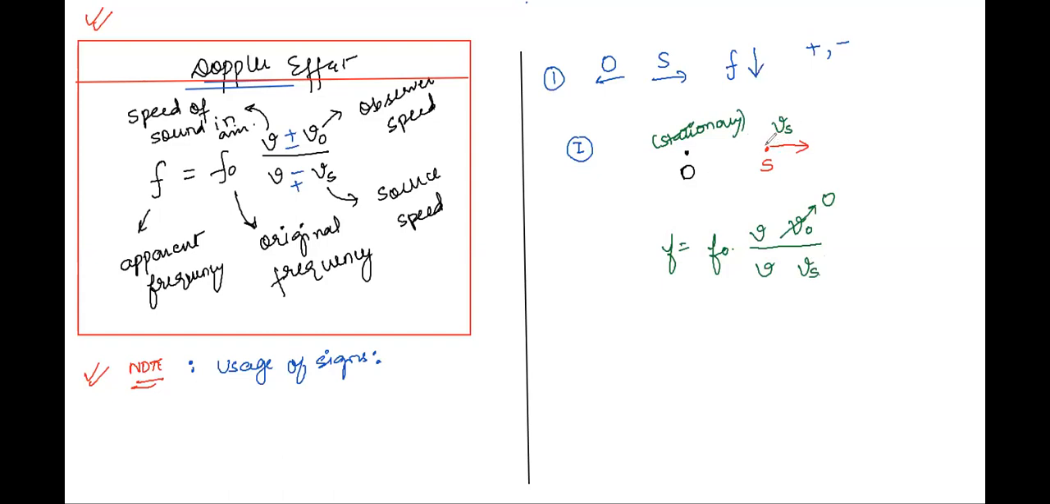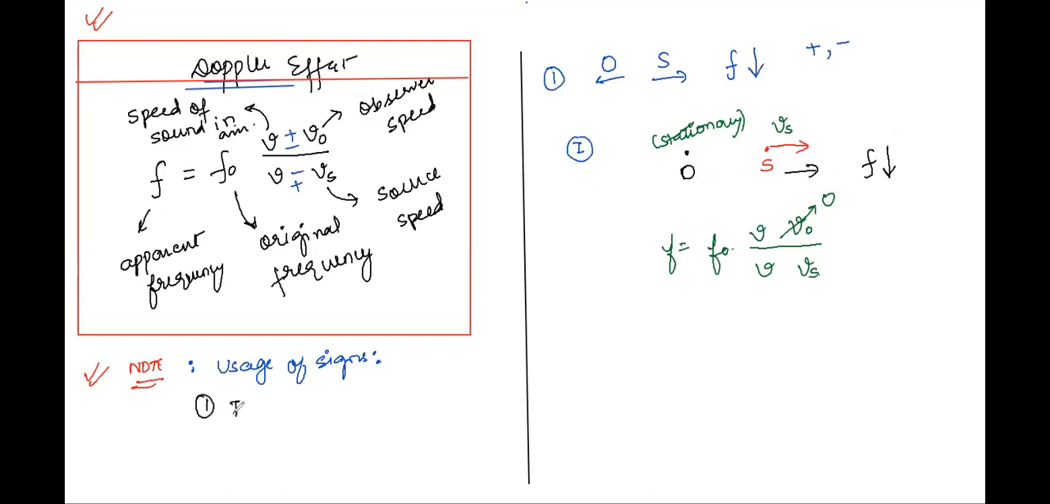So where is it going? Is the source going away from the observer or coming towards the observer? Away from the observer. So what should it cause? Should it cause an increase in the frequency or a decrease in the frequency? Decrease, right? Because it's going away. So if it's going away, that is the rule.